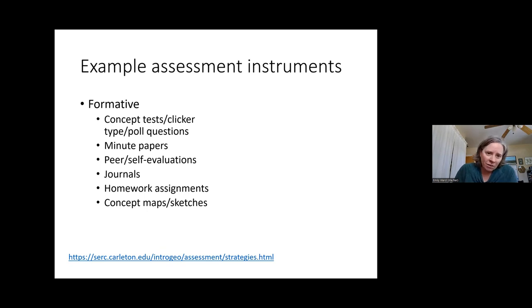You can have them do self-evaluations. Of course, journaling is a good way to do that. And I really like concept maps or concept sketches. And this comes into the field as well. And I have an example that I'm going to show you where we can use concept sketching to get a sense for student understanding.